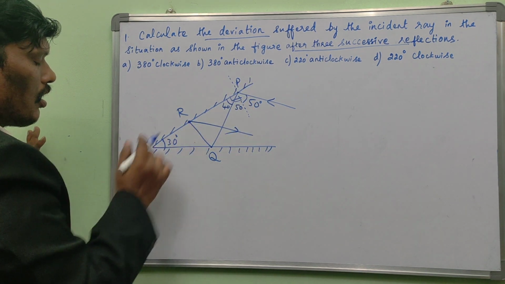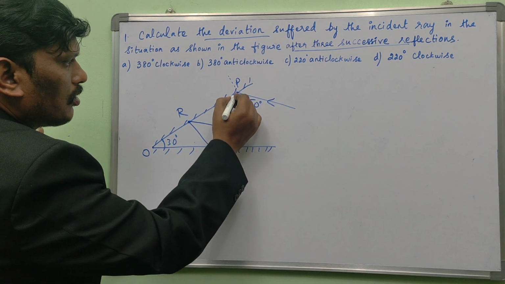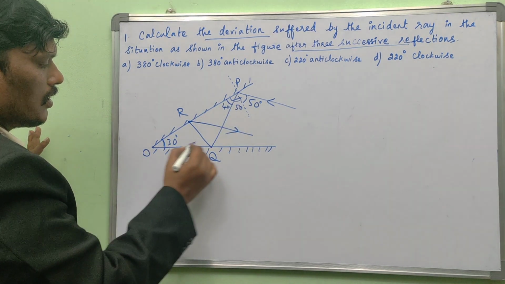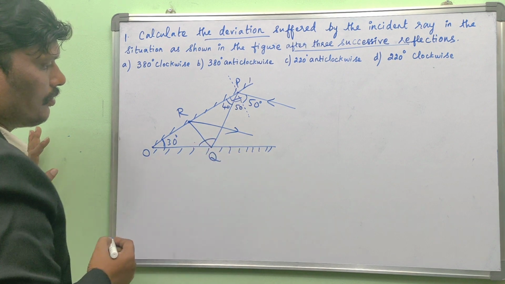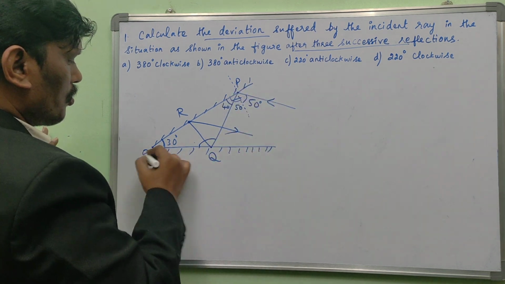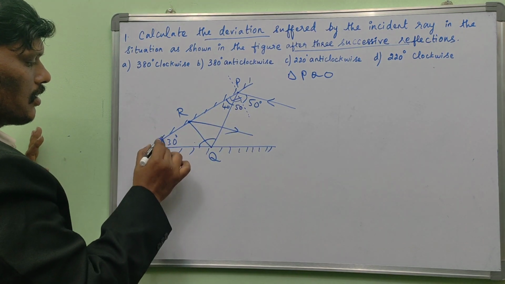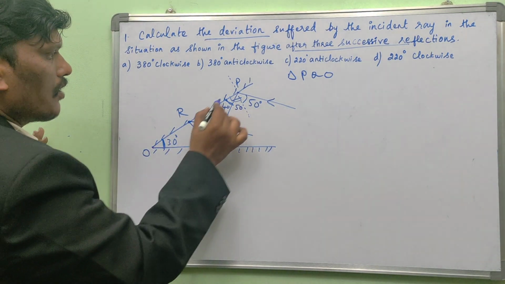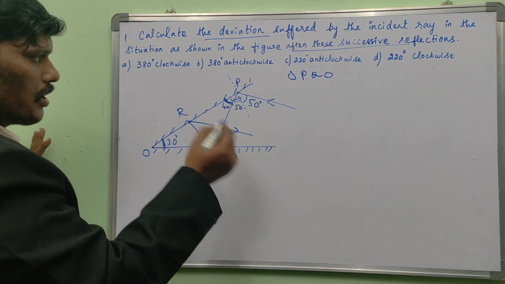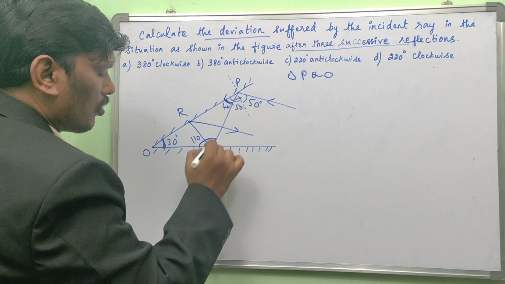So this is P, Q, R, and I am going to consider this some point O. Now in this triangle PQO, this is 40, this is 30. Then what is the total angle here? 40 and 30 make 70. The remaining angle is 110. Why? Because the sum of the 3 angles in a triangle is 180 degrees. That's why this is 110 degrees, the total angle.